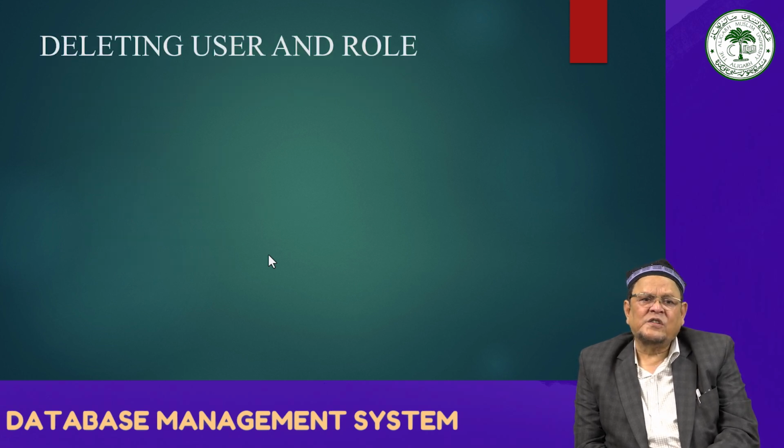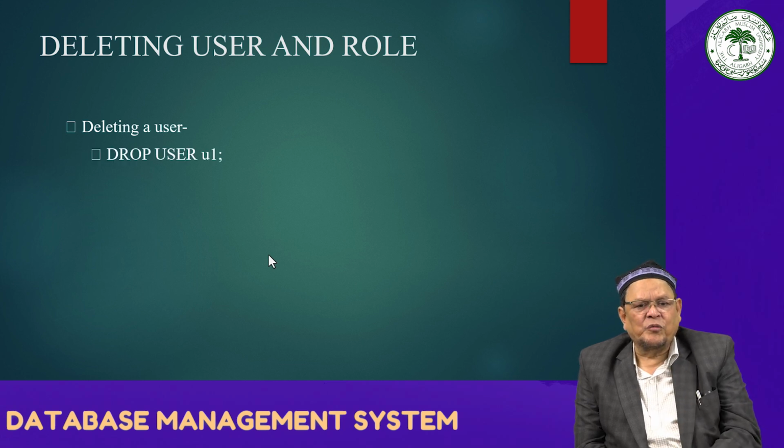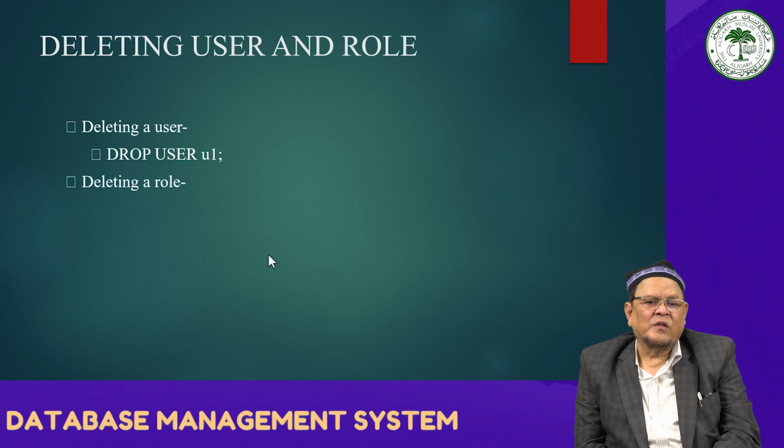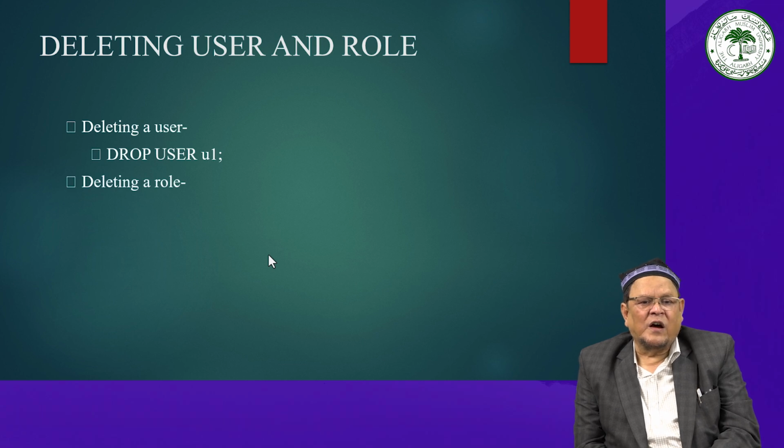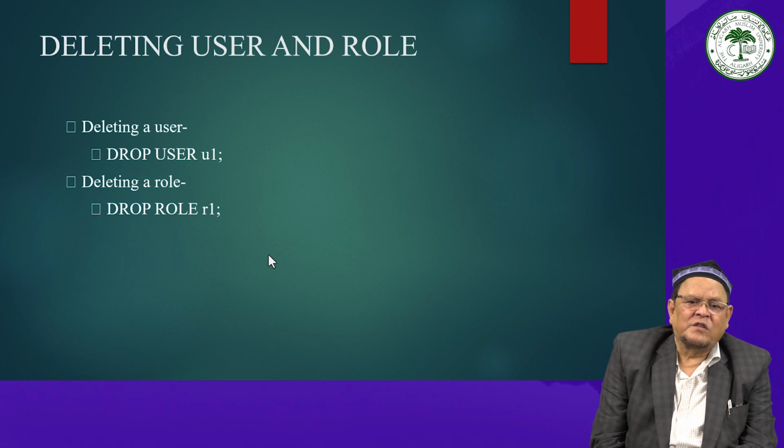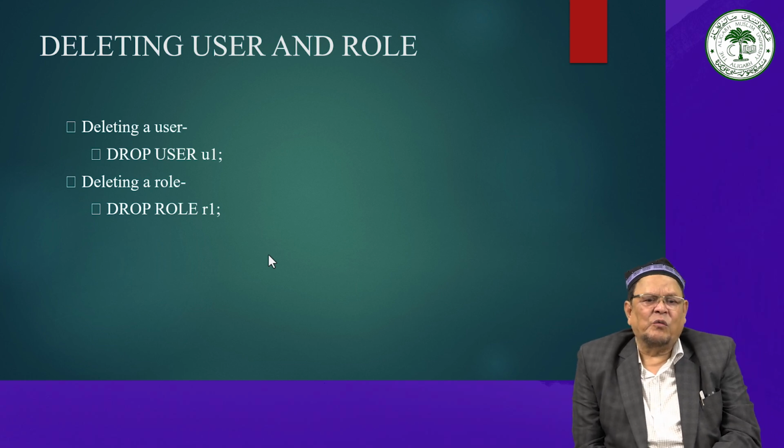The next is deleting a user and a role. How will you delete? Deleting a user, you can see on the screen: drop user U1. Deleting a role: drop role R1; semicolon. By that you are able to drop the privilege.